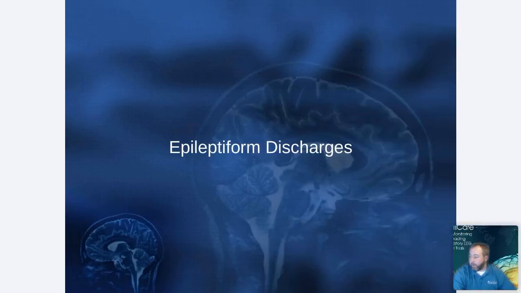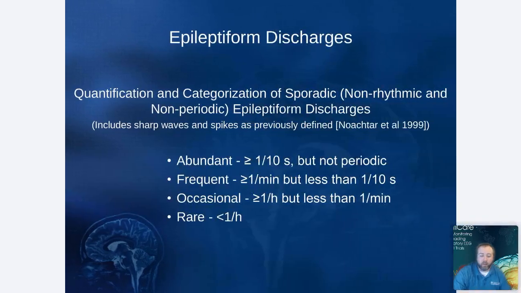All right, so next is epileptiform discharges. So epileptiform discharges, the quantification and categorization of sporadic epileptiform discharges. This includes sharp waves and spikes as previously defined. So again, just how frequent they're occurring, whether it's abundant, frequent, occasional, and rare, and then what those times are. So 1 to 10 per second, but not periodic, is abundant. More than that, but less than a minute is frequent. More than a minute, less than an hour is occasional. And rare is considered less than 1 per hour.